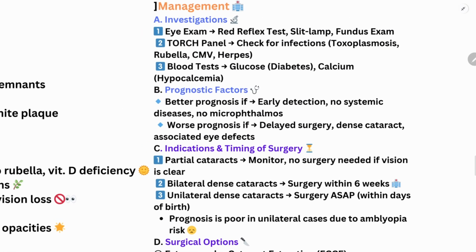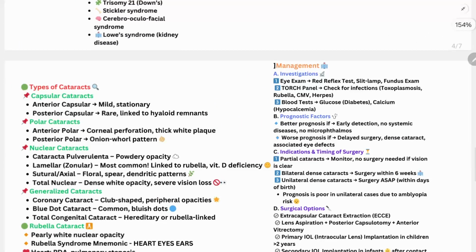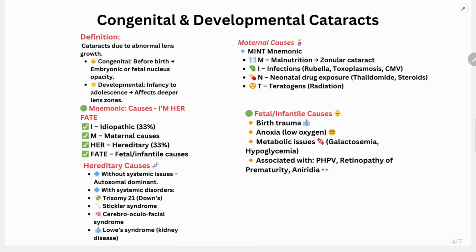you must remember. And the prognostic factors are, there will be better prognosis when the detection is early and there is no involvement of systems and no microphthalmos. And the worst prognosis can be seen in delayed surgery and dense cataract associated with eye defects. So these are the important points that you must remember regarding congenital and developmental cataract.